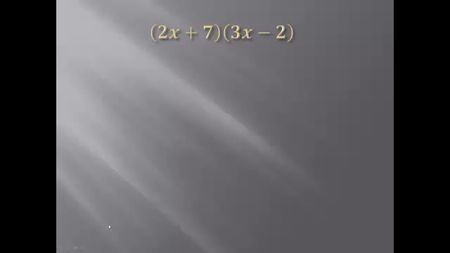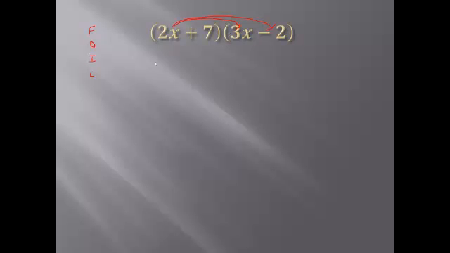Alright, in this first video we're going to look at multiplying polynomials. To multiply these two binomials you can use FOIL, which means first times first, outside term times outside term, inside term times inside term, and last term times last term. I like to think of this as just simply distributive property. We're going to distribute the 2x from this parentheses to the 3x and to the negative 2.